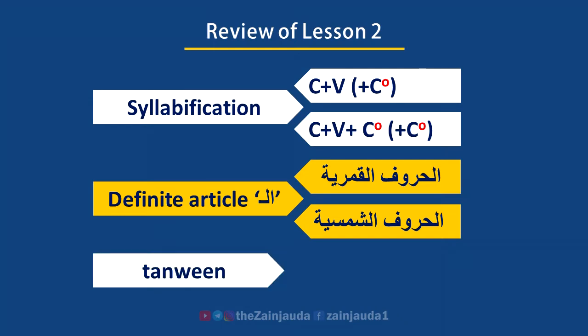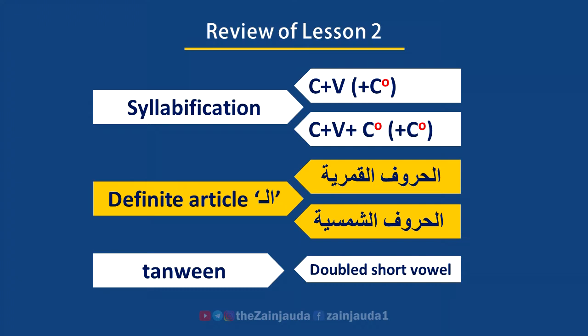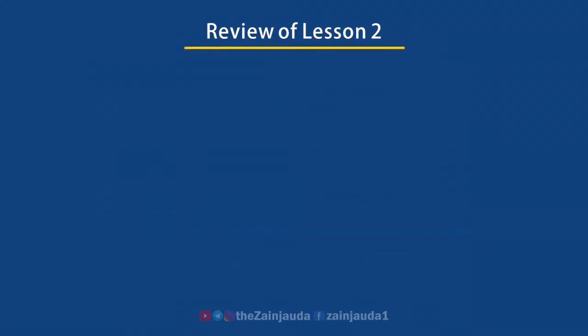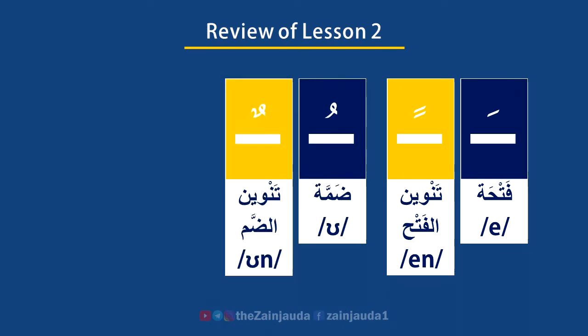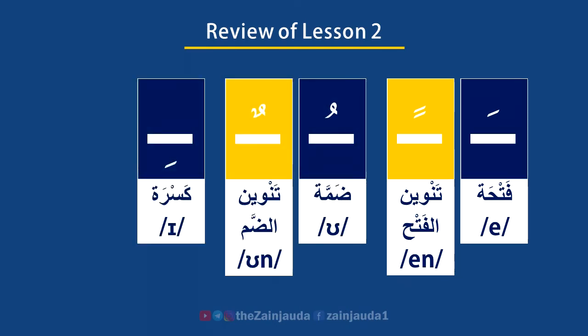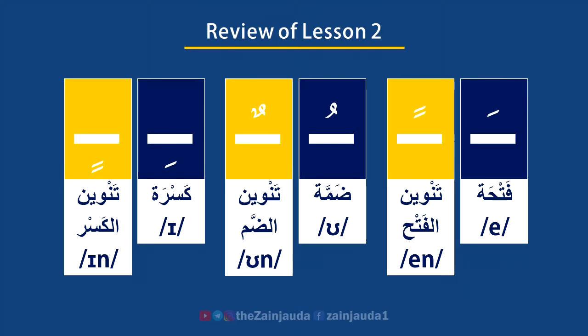We explained also a new haraka which is called tanween and said that tanween is a doubled short vowel. So that fatha is a, tanween al-fath is an, Dhamma is U, tanween al-Dhamm is Un, and finally Kasra is I, tanween al-Kasr is In.